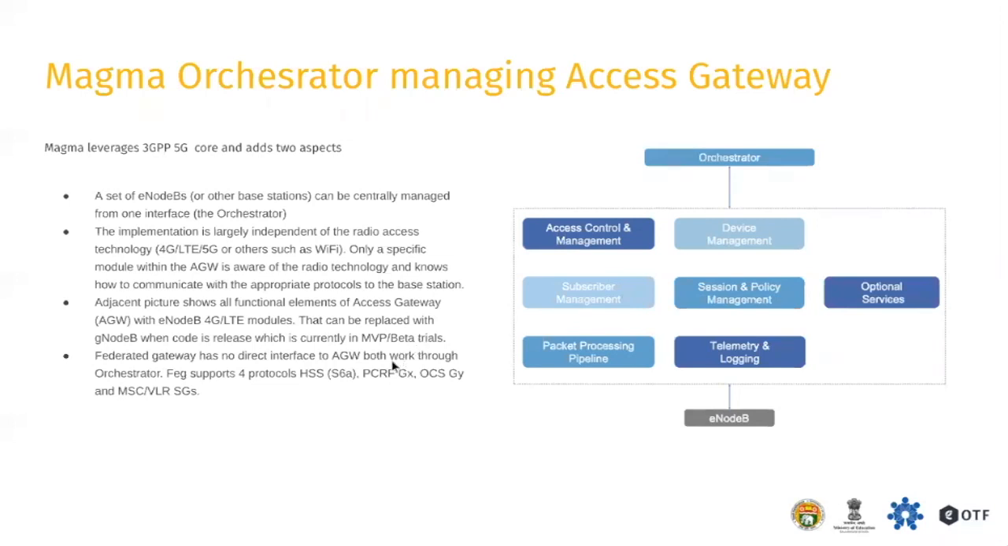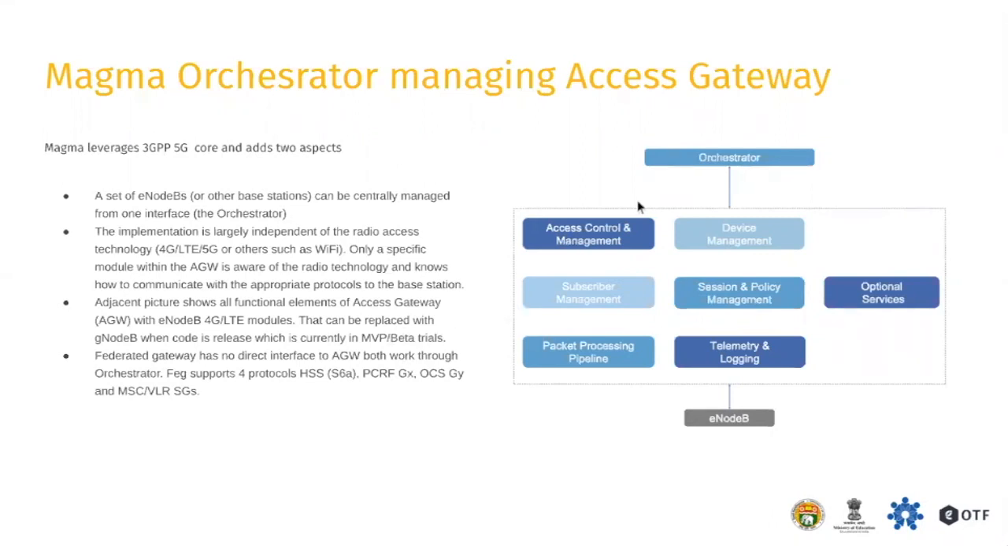Those are the 3GPP protocols for the home subscriber services, packet charging rules function, online charging services, and mobile service center, and the HLR and VLR, which are the home location and visiting location registers, through the respective interfaces S6a, Gx, Gy, and SGs. So this is part of the Federated Gateway, or FEG, what we call, and that will be connecting through the orchestrator.